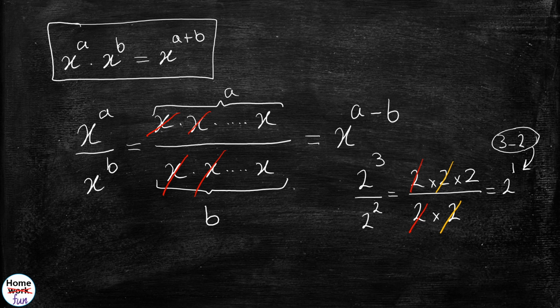So again, with this formula, when you divide two numbers with the same base that are raised to a certain power, you just subtract the powers. The base has to be the same again here. If the bases are different, you cannot apply this rule.